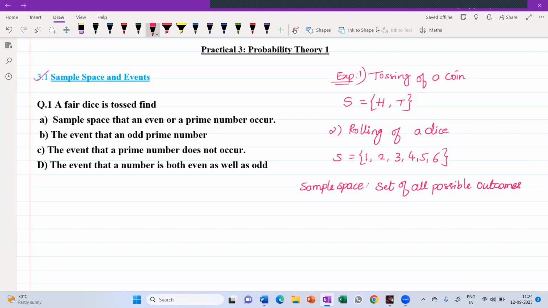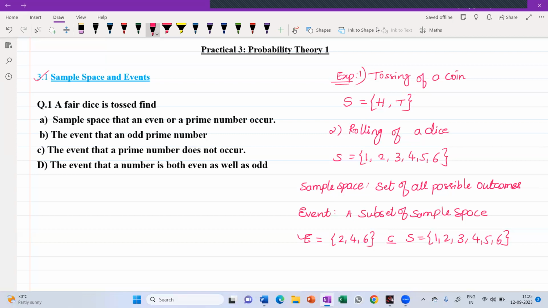Next, we'll talk about event. What is an event? An event is nothing but a subset of a sample space. For example, I have thrown a dice. We all know that a dice has 6 possibilities, but I want only even numbers. So I will define a set E in which I will put only even numbers. So this is my event. Clearly, this is a subset of my sample space S, which has 1, 2, 3, 4, 5, 6 when you throw a dice.